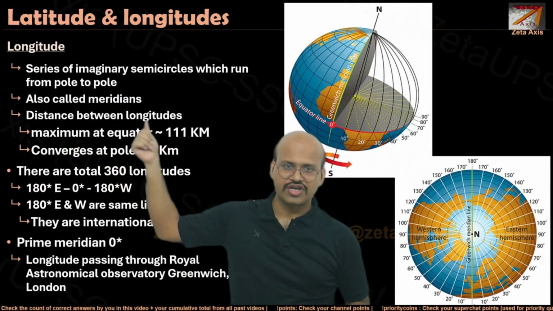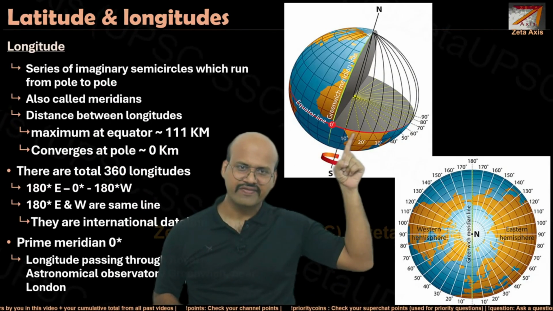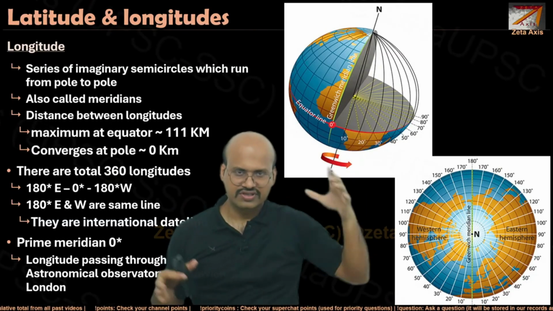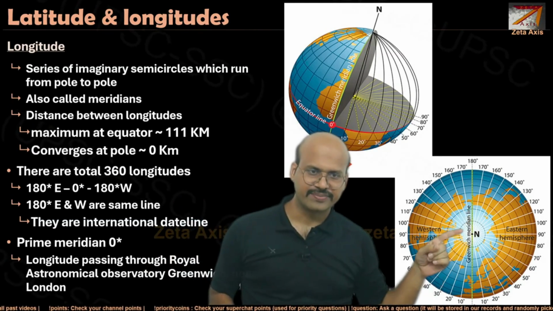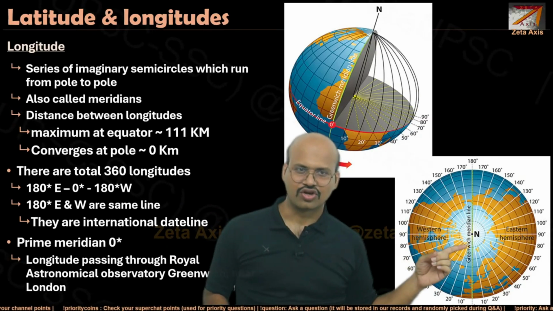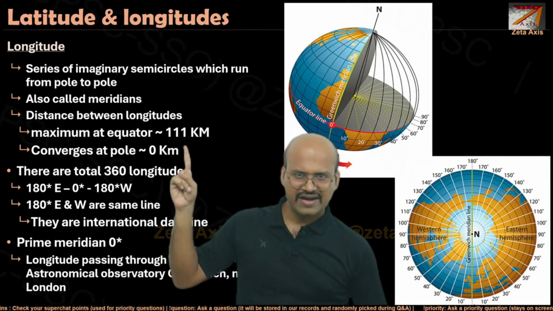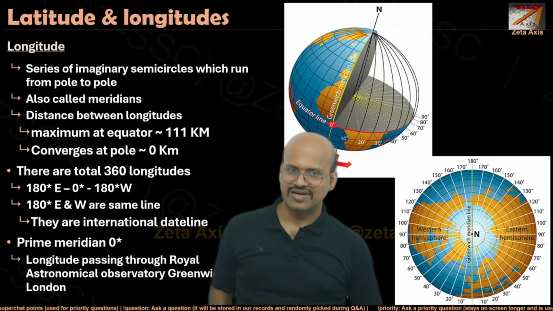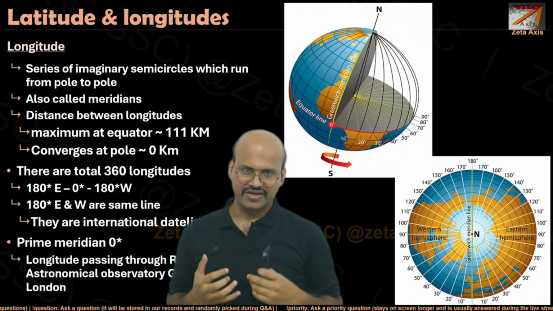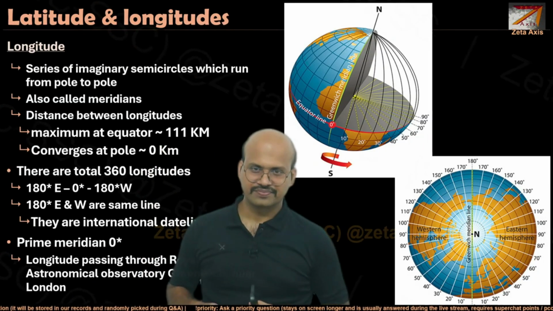Distance between longitudes varies. So if you see these two longitudes at the equator, they will have different distance. This is the distance, but at the poles, they merge together. Here we can see at the poles, all these longitudes merge together. Therefore, the distance is 0 at the North Pole. But here at the equator, they have a certain value. What is that value? 111 kilometer. So similar to the 1 degree latitude, at the equator, 1 degree longitude means 111 kilometer.